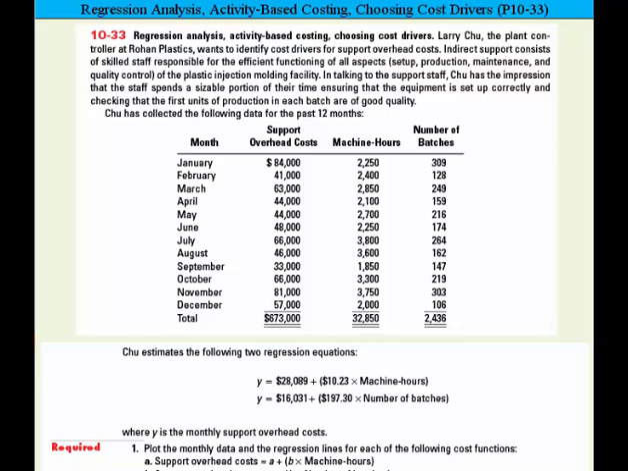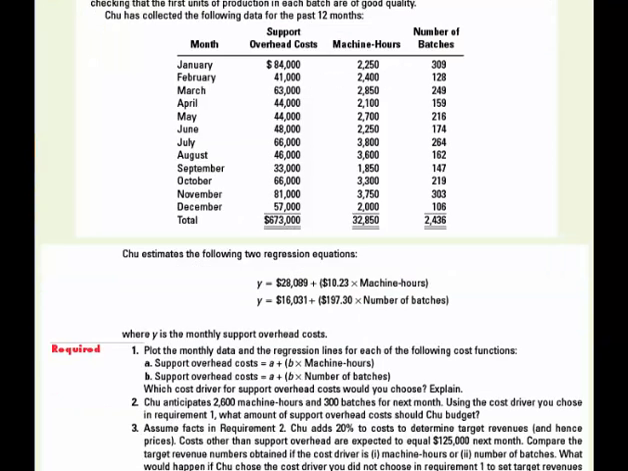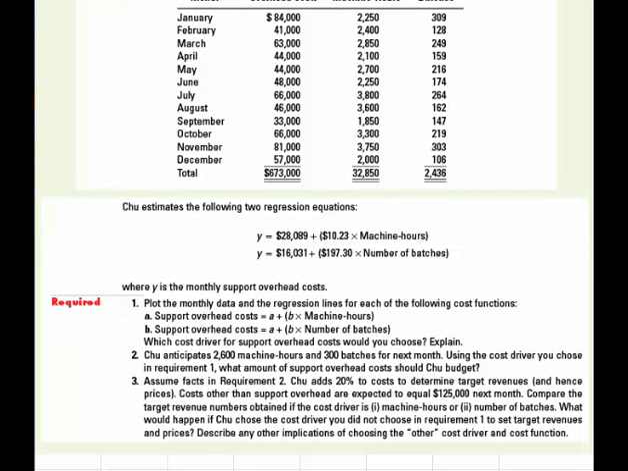Okay, let's slide up and take a look at the second requirement and the third one. All right, requirement 2 says Chew anticipates 2,600 machine hours and 300 batches for next month. Using the cost driver you chose in requirement 1, what amount of support overhead costs should we budget?